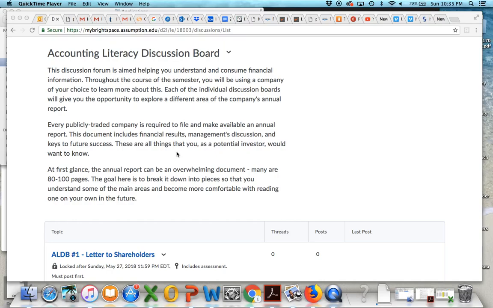So I wanted to just touch base quickly on the accounting literacy discussion board. This is essentially our weekly discussion board, and what you'll see linked in each week's content is the actual discussion board itself. There is a description of what they call the forum, which holds each of the week's discussion boards.